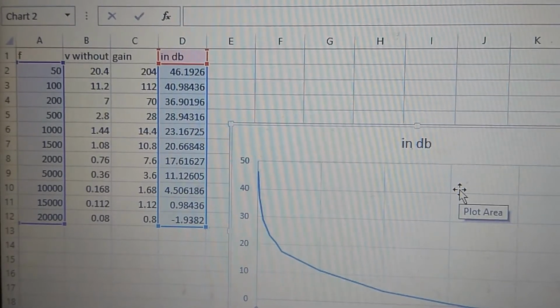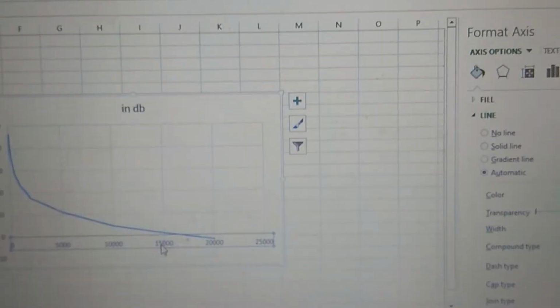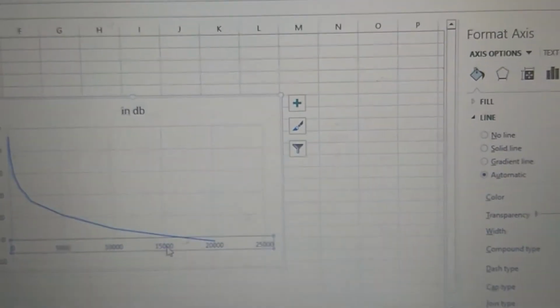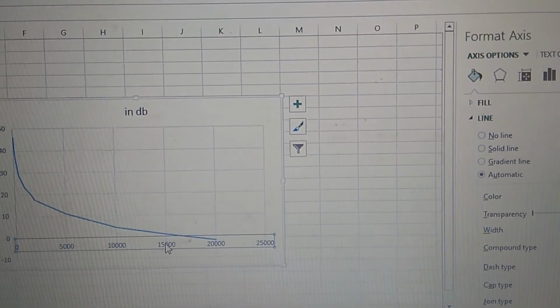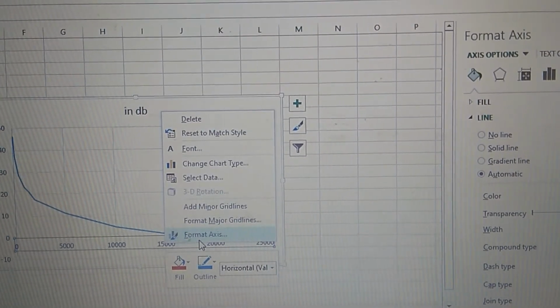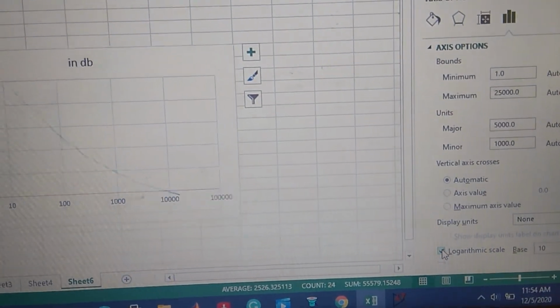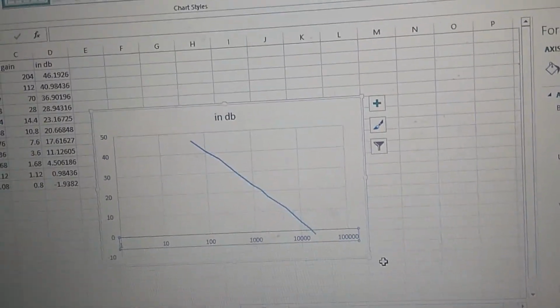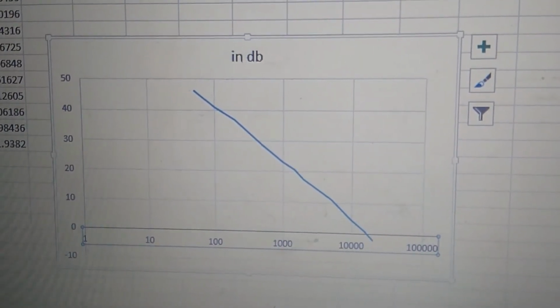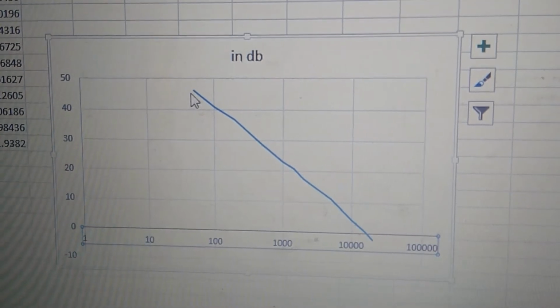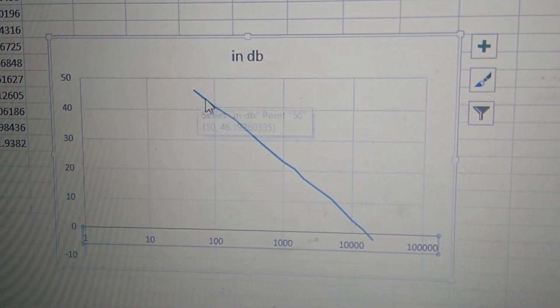Now what we are going to do is change to the logarithmic scale. So go and select this one. There I will get a format axis, and here you will find a logarithmic scale, and this is your Bode plot. Let me zoom into this picture. Now if I zoom into this picture, we are seeing that this is a straight line.